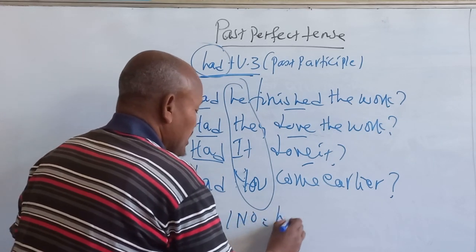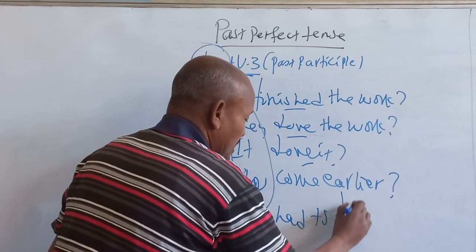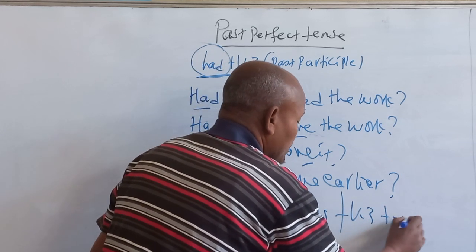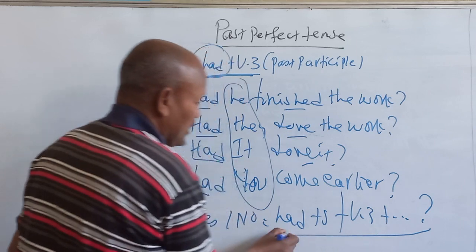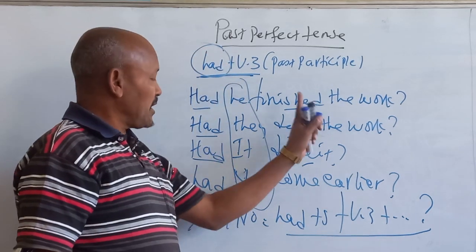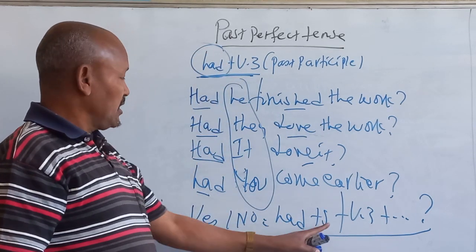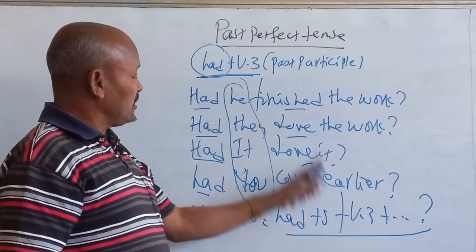Question: had plus subject plus verb 3 plus another element, and then put a question mark here. Summarize: now this is had, an auxiliary, had, and the speakers are the subject here, and this one is verb 3.